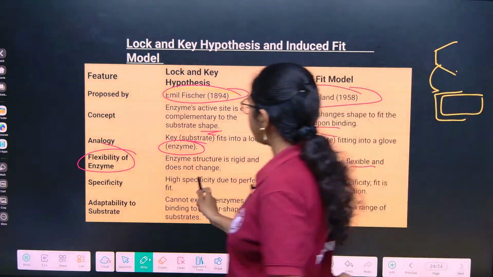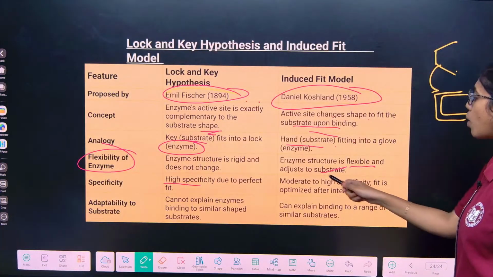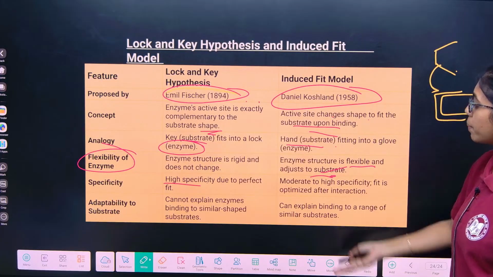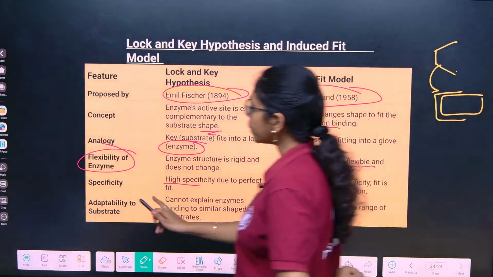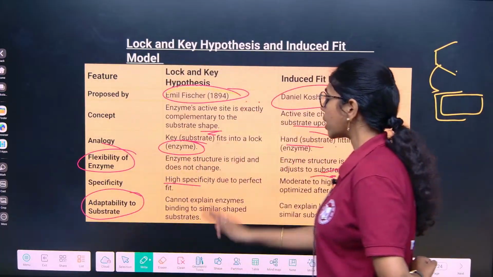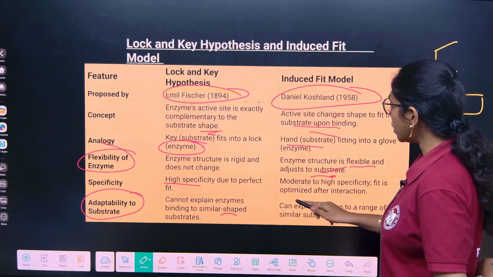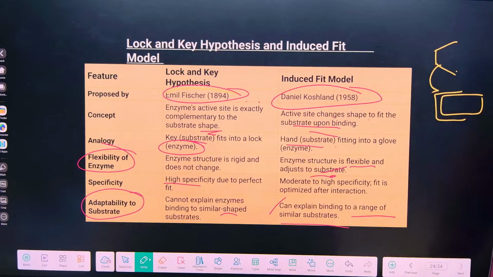Next, specificity. This is highly specific due to perfect fit. This is moderate to high specificity. The fit is optimized after interaction. And adaptability to the substrate: this cannot explain the enzyme binding to similar shaped substrates, but here this can explain the binding to a range of similar substrates. These are the clear differences.